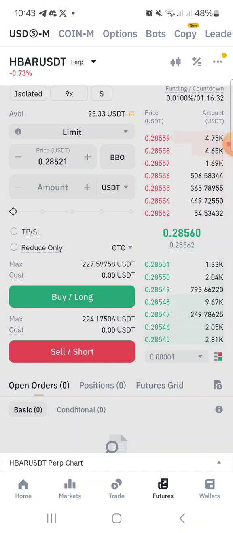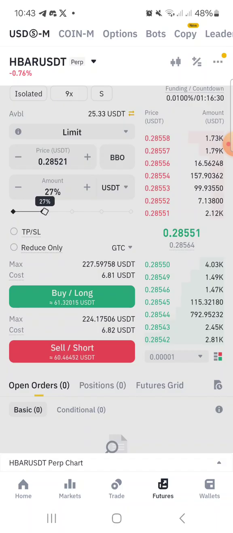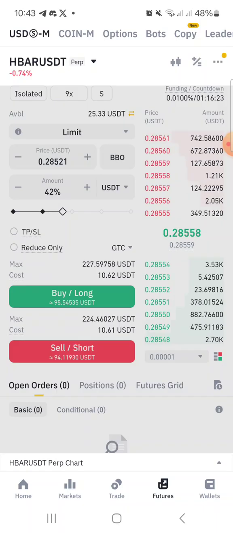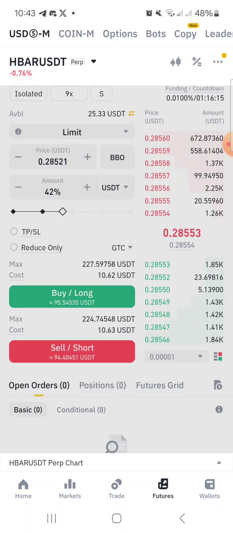All right. Let me again change my slide to $10. So this time, if I make 1% gain, it will be 1% times 10 times 9. If I make 1% loss, it will be 1% times 9 downwards, because it's against me.